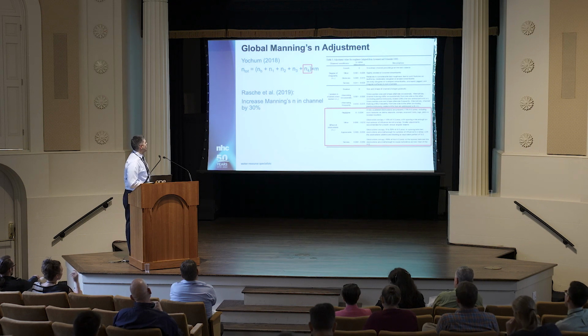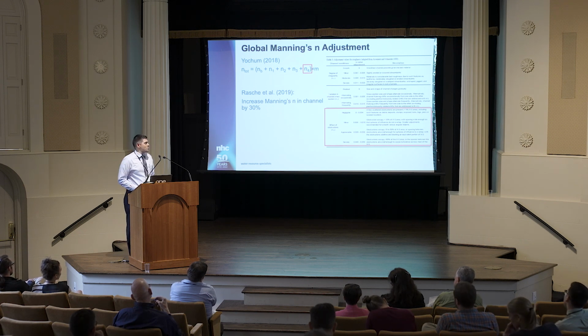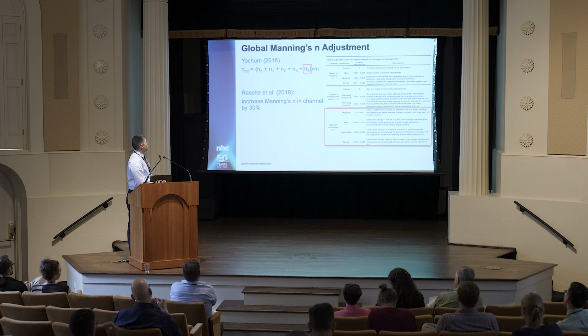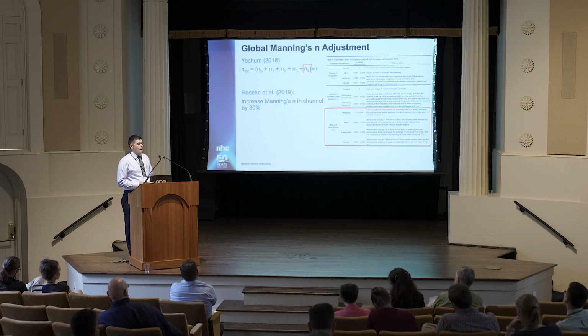Now, the simplest of all, like I said, is a global Manning's n adjustment. It's very fundamental, based on the principle of roughness superposition. So basically, you consider the additional roughness caused by your obstruction or your large woody material elements, and you add it to your basic Manning's n, or your bed Manning's n, and get a higher one. So how much?